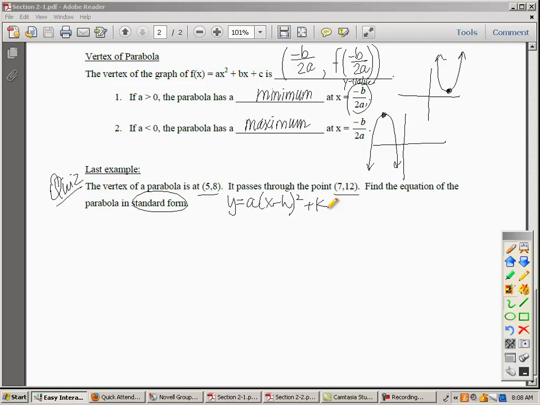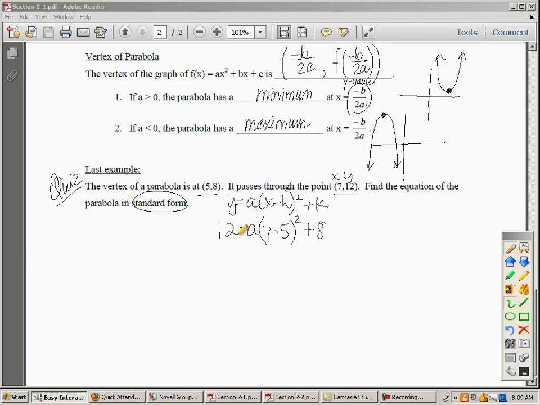All right, let's plug in what we know. I know my parabola's vertex is at (5, 8). So this is going to be a negative 5 and 8. I also know a point, and they give me the x and the y. So the x is 7. I don't know an a, but I know my y is 12. And so our goal is to simplify, solve, find a, and then rewrite my equation.